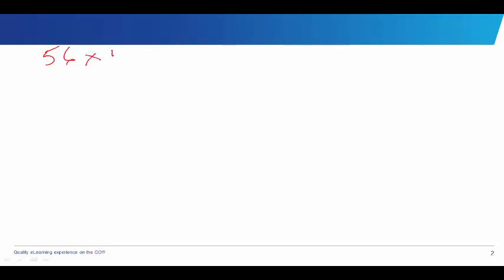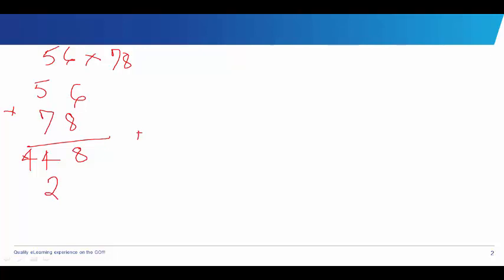56 times 78. Write it this way: 56 times 78. Put your multiplication sign. 8 times 6 is 48. So write 8 and carry the 4. 8 times 5 is 40. Then we'll now add the other 4. It becomes 44. 7 times 6 is 42. So write the 2. Keep the 4.